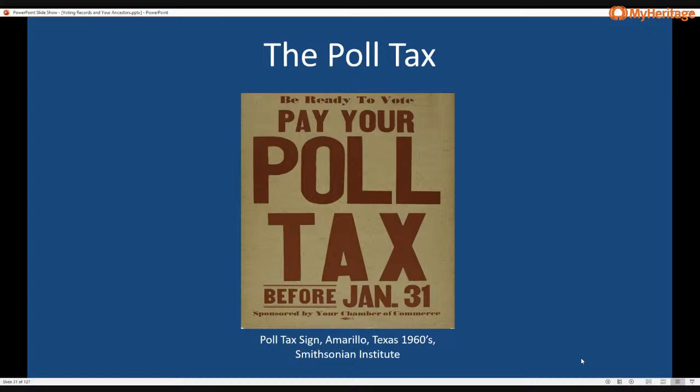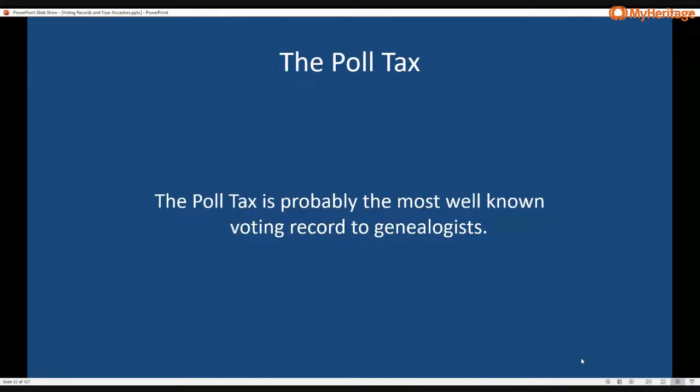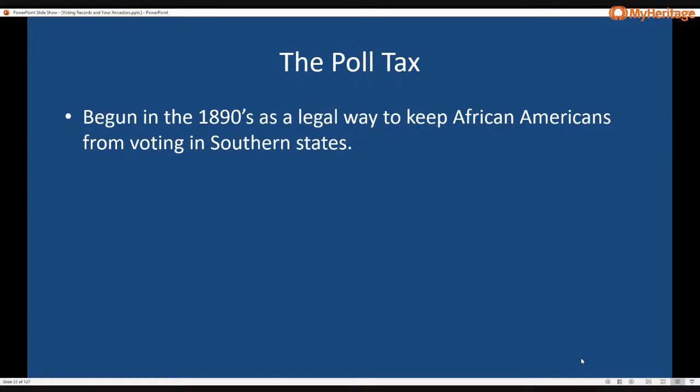So it was extremely important that these taxes be paid, and it made certain that your ancestors would be able to vote. The poll tax is probably one of the most well-known voting or election records that genealogists know about. You may not know it or constitute it as a voting record, but it is. You would have to pay your poll tax and then be able to vote. So the poll tax began in the 1890s as a legal way to keep African Americans from voting in southern states. That was the real purpose of the poll tax when it began.